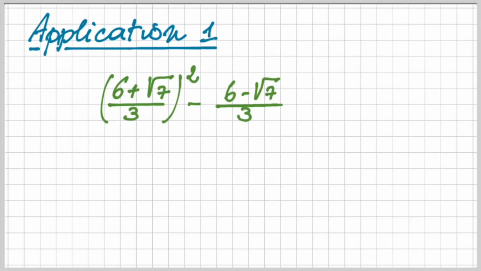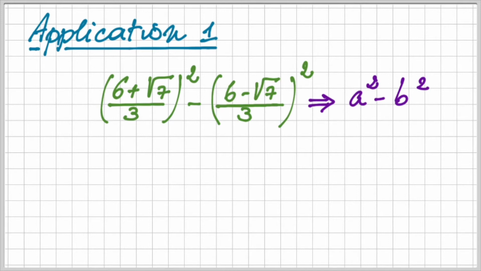Now we can use this in some applications, and in this first application we have a multiplication of two squares: (6 plus square root of 7) divided by 3, to the square, minus (6 minus square root of 7) divided by 3, to the square. Now we could calculate the squares and simplify everything, but if you look very well, this is a form like a squared minus b squared.